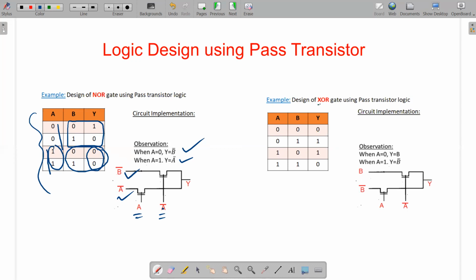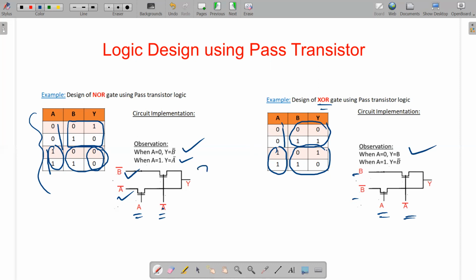Another one, the two input variable XOR gate. Go for the truth table, go for the observation. When A equals 0, Y equals B. When A equals 1, Y equals B bar. This is the observation, the same structure. But see one interesting thing: although we are talking about two input variables, if you go for a higher number of inputs, the logic design using pass transistors requires fewer transistors. That is one of the major advantages of pass transistor based logic, although the drawback is that threshold voltage drops take place. Similar to the two input variable case, you can also implement a three variable Boolean expression.